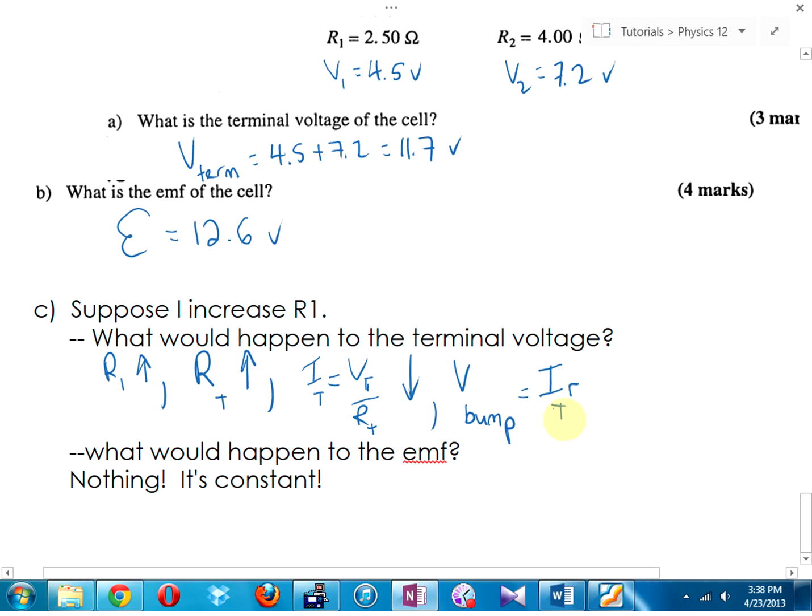V bump equals I times little r, and it's I total because in our circuits in Physics 12, the total current's almost always going through the battery, unless we have two batteries in parallel, and I already told you I'm not going to test you on that. So what would happen to the bump at the end of the chairlift? I total got smaller, so the bump gets smaller. So your terminal voltage is bigger, because the terminal voltage is what's left after that bump. EMF is constant. Turns out, and this is kind of counterintuitive, throw a bigger resistor in this circuit, your voltage that you measure across the battery would go up, not down.